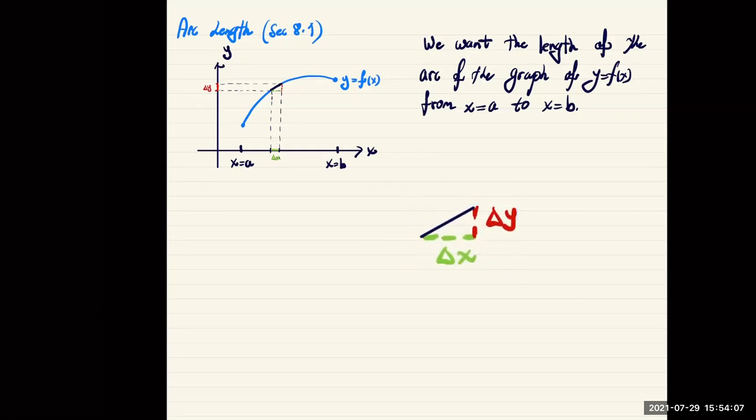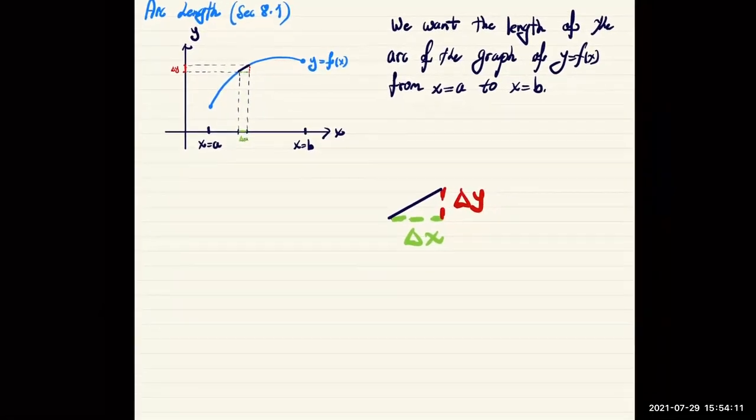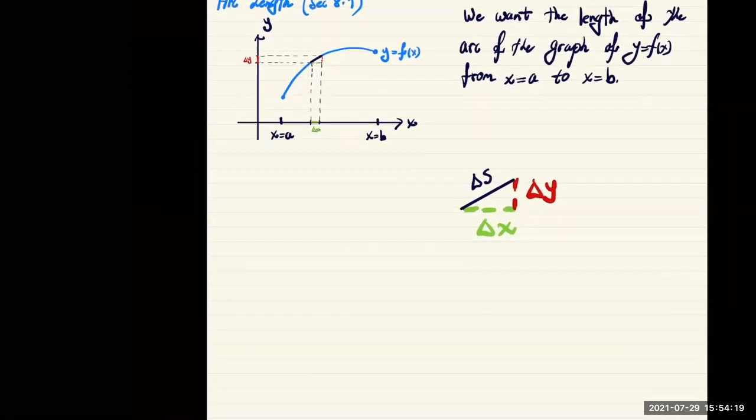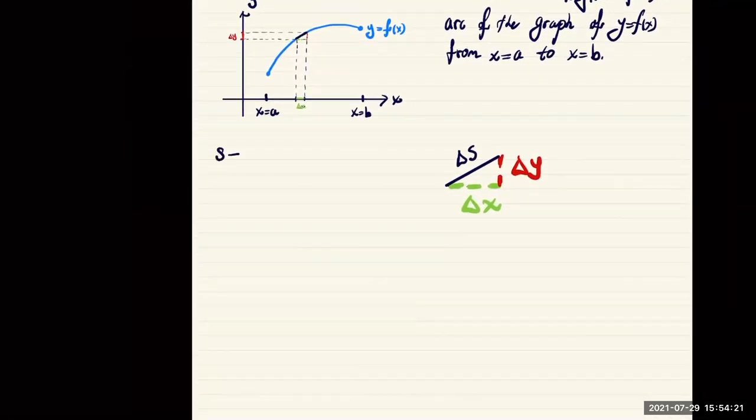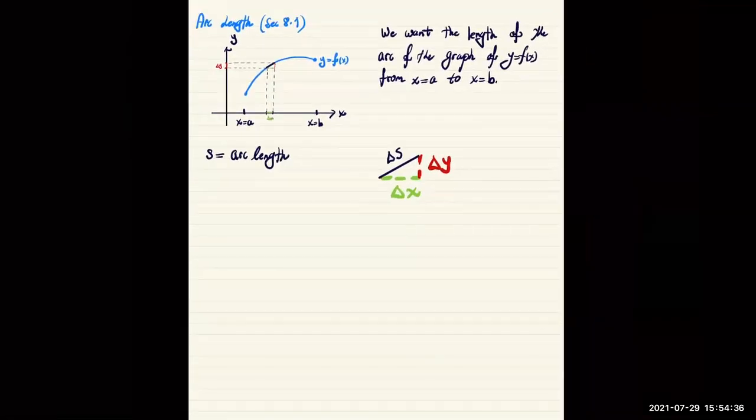This is just a part of the curve. It's just an increment of the arc. So I'm going to call it delta S, where S stands for arc length. Don't mix that up with position. You could also call it L if you want, but almost every book uses S. S is arc length. So this is just an increment of arc length.